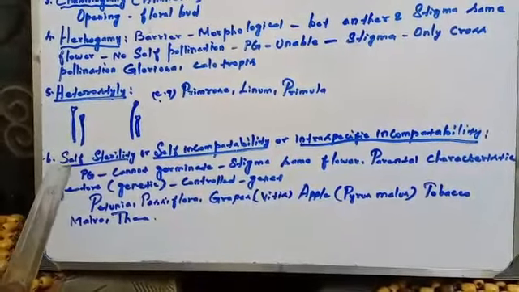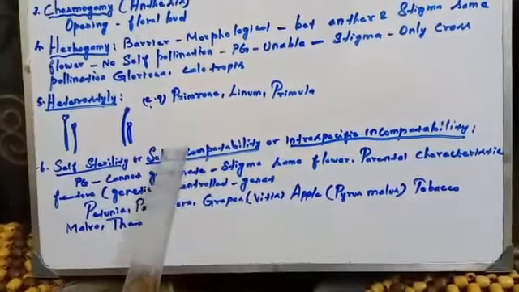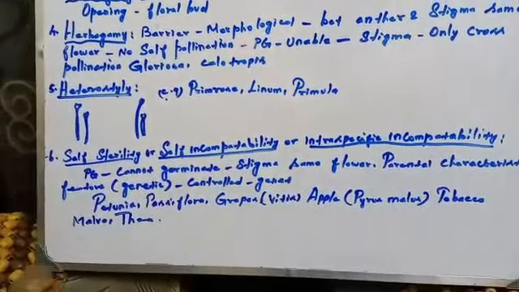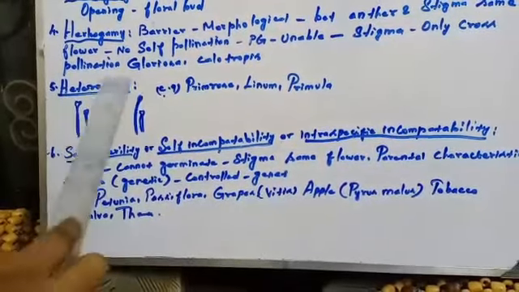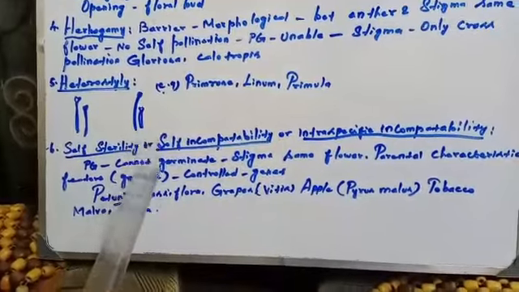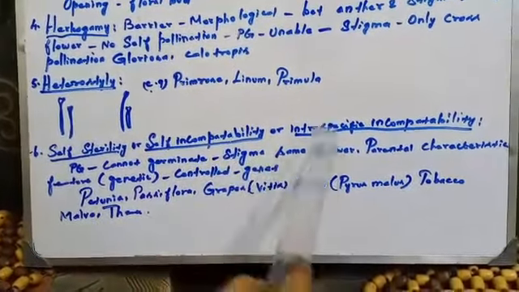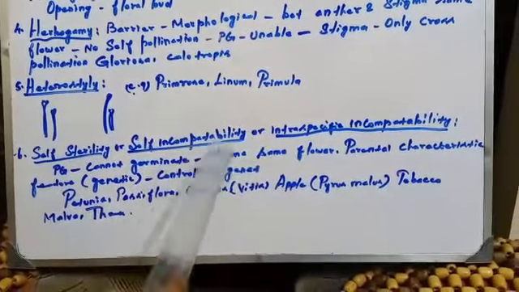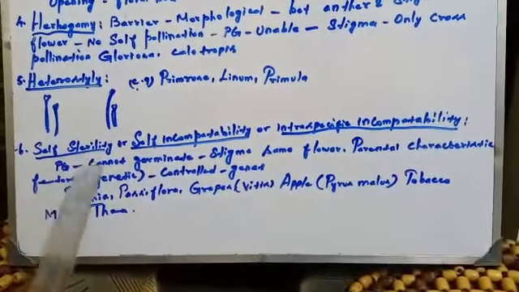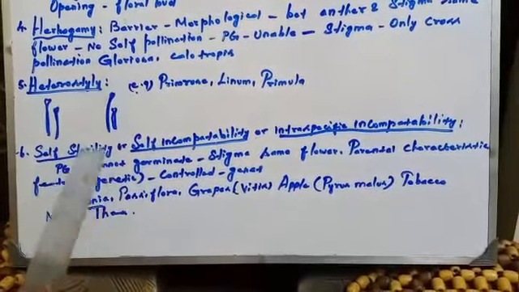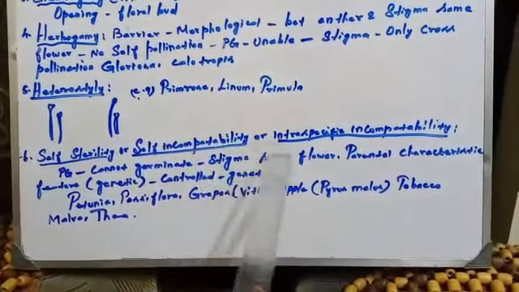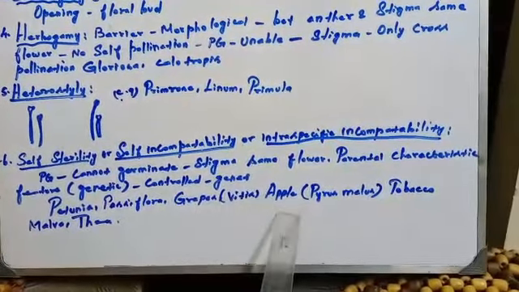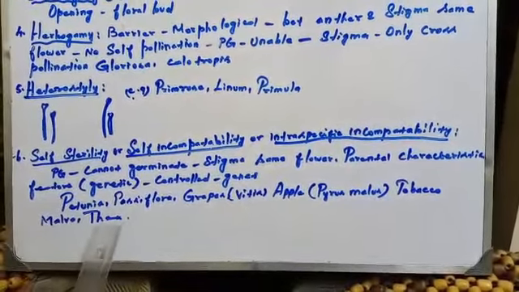I'll repeat again about self-sterility, self-incompatibility or intraspecific incompatibility. The pollen grain cannot germinate if it falls on the stigma of the same flower. Why can it not germinate? Because that is the parental characteristic feature which these plants get generation after generation, and it is controlled by genes. Example, petunia, passiflora, grapes, apple, tobacco, Malvaceae and Theaceae.